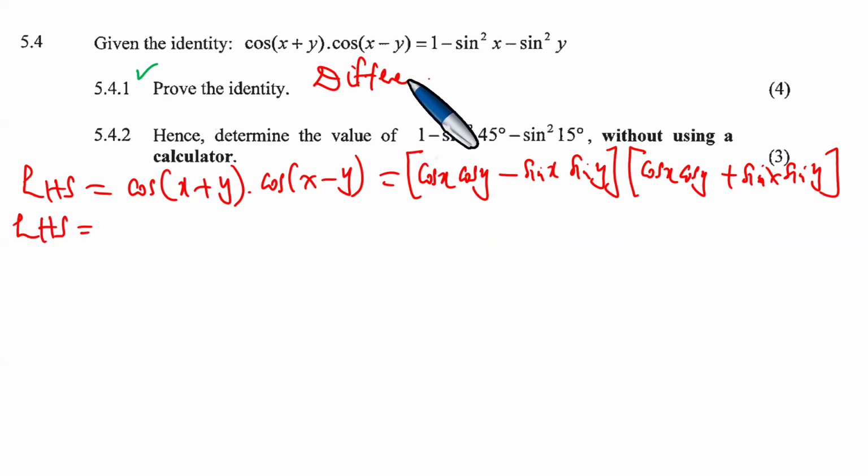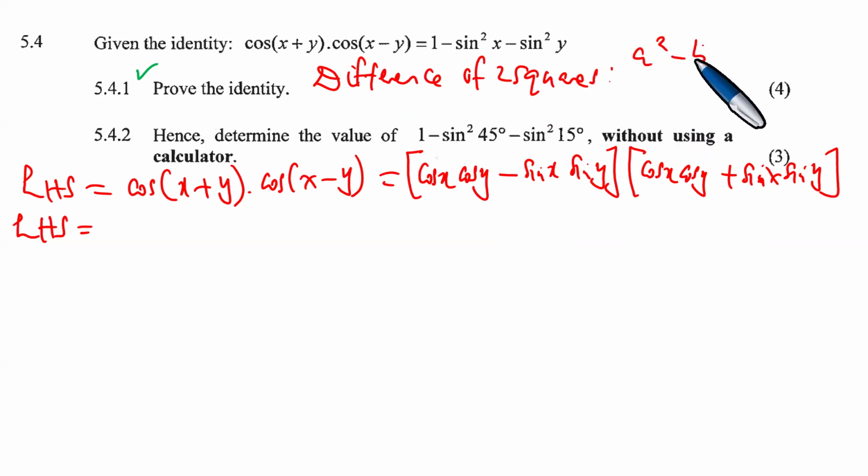Right, so if you look, what we call the difference of two squares. What is the difference of two squares? If you have a squared minus b squared, it is a minus b and then a plus b. So it's the same thing because it's just cosine x cosine y, sine x sine y. These two expressions differ by the sign in the middle.